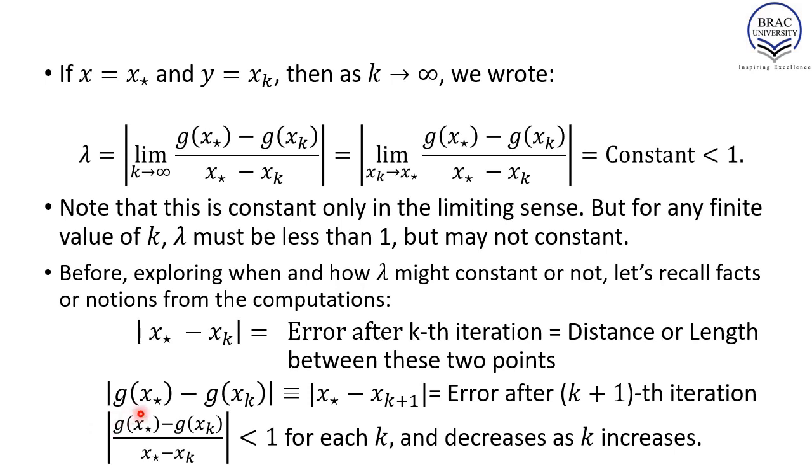Similarly here, |g(x*) - g(xk)|, which is the same as |x* - x(k+1)|, is the error after the (k+1)th iteration, and of course also the distance between these two points as well. So this ratio has to be less than 1 for each k and decreases as k increases. It is very obvious that this concept in this slide is actually a short summary of the previous lecture.